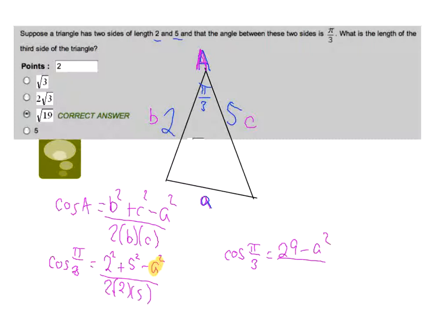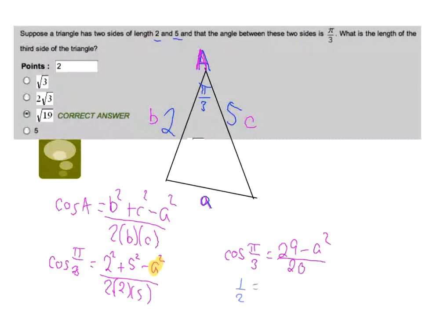And on the bottom, I have 2 times 2 times 5, so that would be 20. Do any of you have your chart handy? The one that has your radians to degrees, it has all the trig identities on it. We need to look up what cosine pi thirds is. It's a really easy number. Anybody have it handy? So look up what is cosine pi thirds.